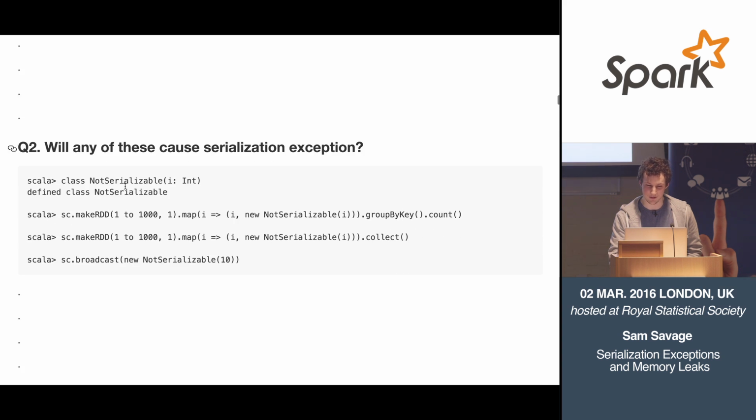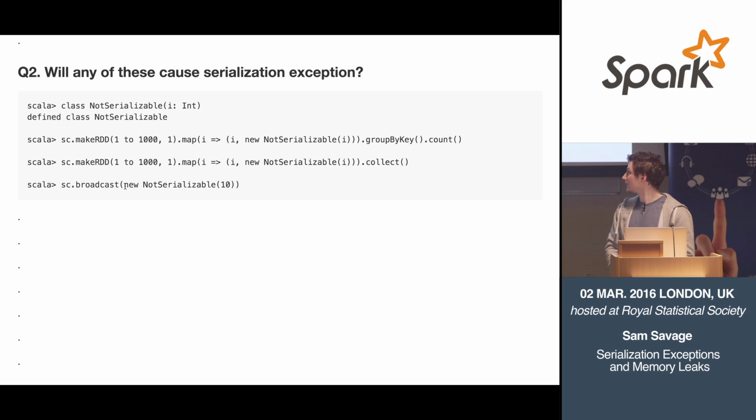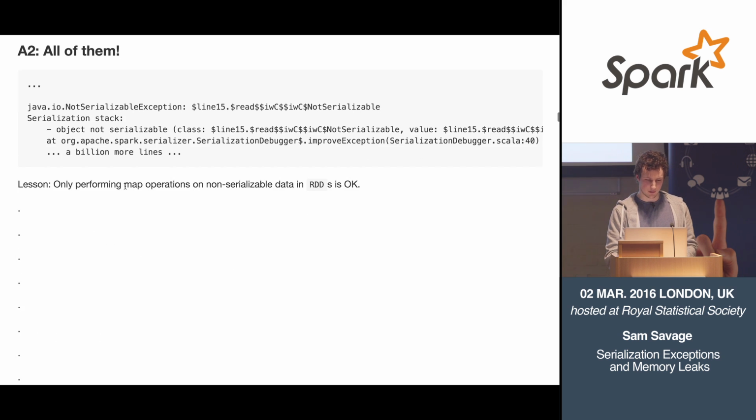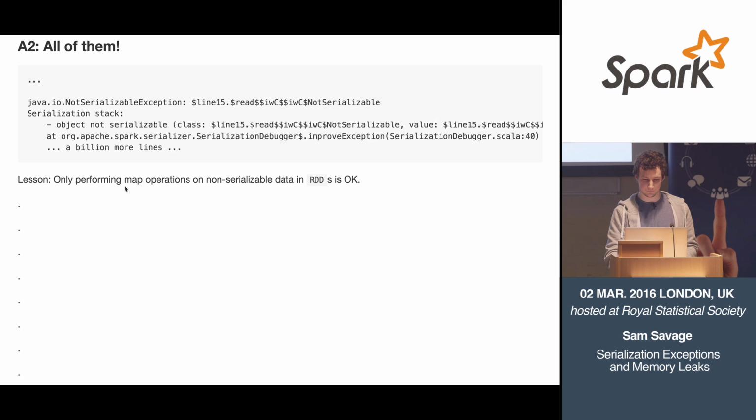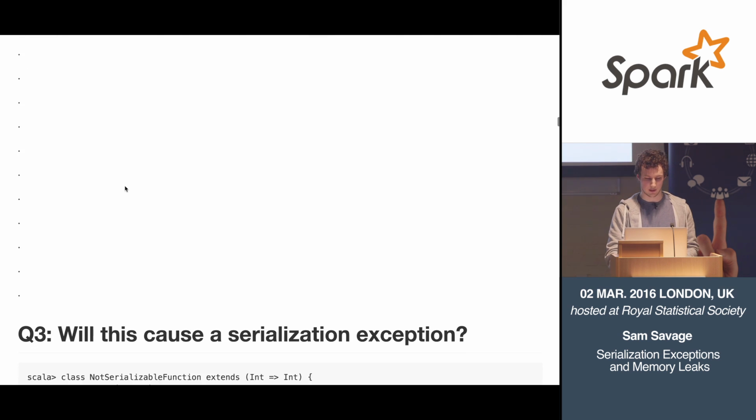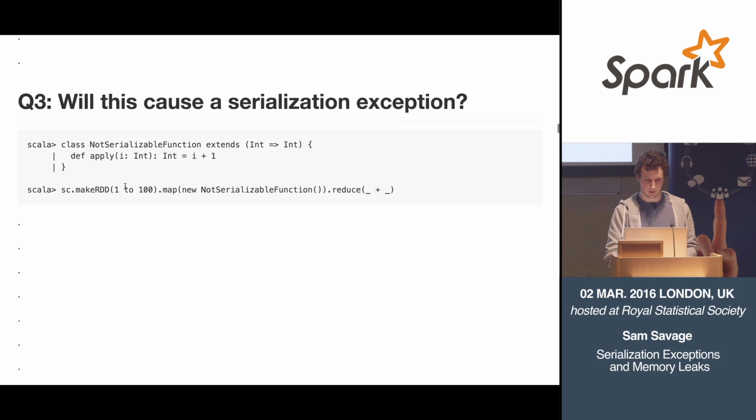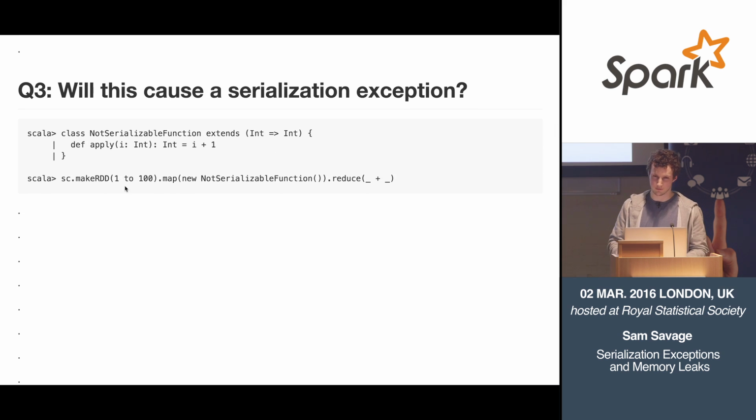So will any of these cause a serialization exception? Yeah, these all will. Because we've got a group by key and then we count it, we've got a collect and we've got a broadcast. So they're the easy ones, and now we're going to move on to the harder ones. The lesson there is you can have non-serializable data in an RDD. Apologies for anyone who doesn't really do Scala. There will be a bit of Scala in this, mainly around the syntax and sugar in Scala. Have some time to look at it and then shout out if you think this will cause a serialization exception.